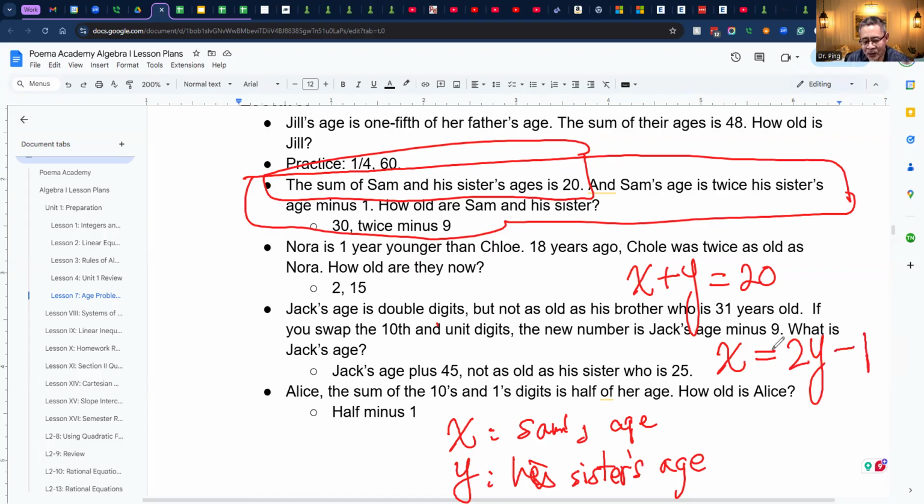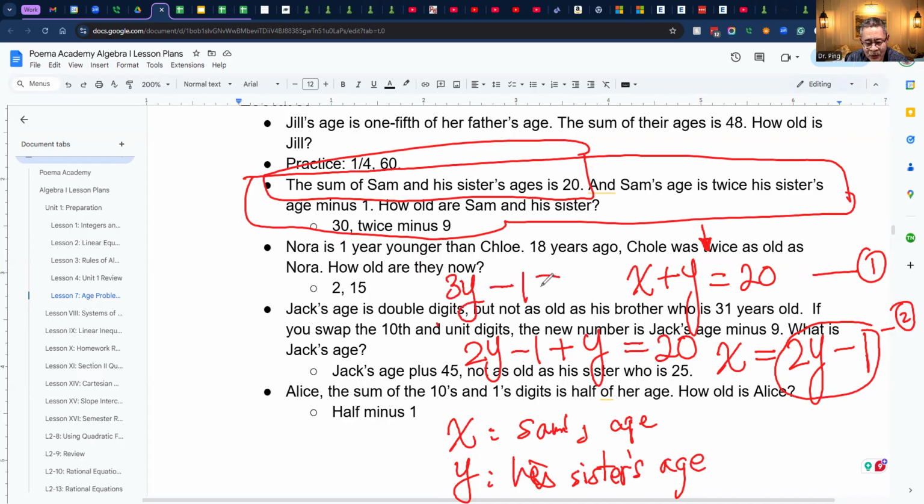So now we actually have two equations, equation 1 and equation 2, with two variables. But you can see that x and y have a relationship: x is 2y minus 1. So therefore, we can replace x with 2y minus 1 in the first equation. So the first equation becomes 2y minus 1, which is our x, plus y equals 20. Now we only have one variable. So 2y plus y is 3y.